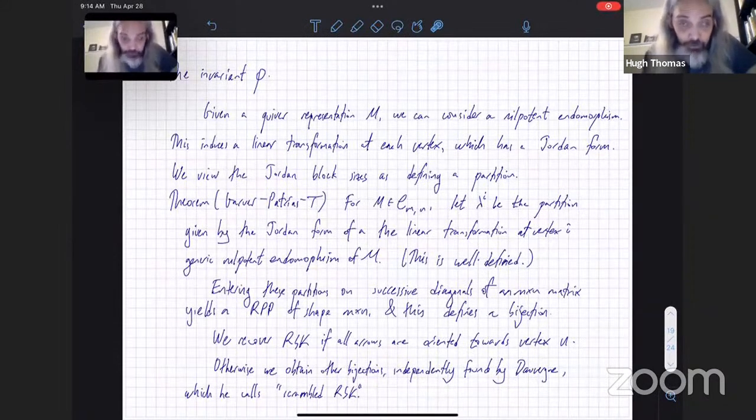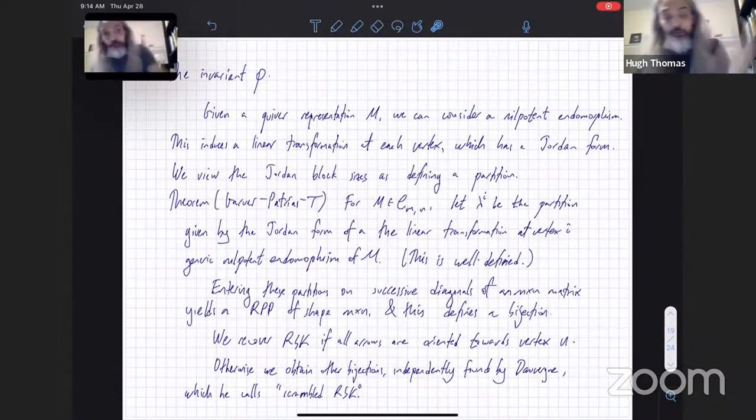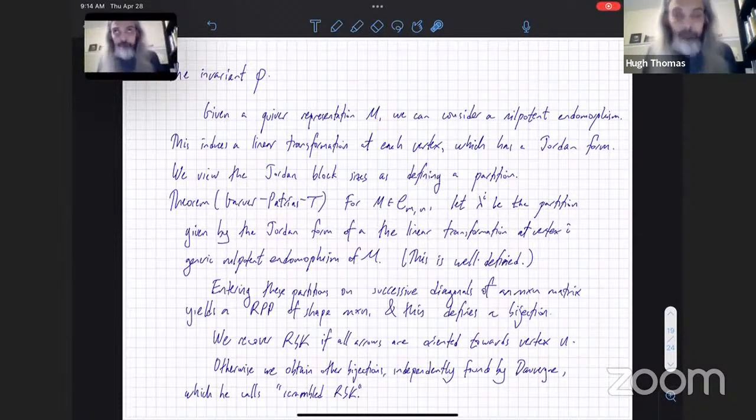They're just different. They were rediscovered very shortly after our paper by Duncan Dauvergne. He calls these other ones scrambled RSK. So there's the whole family of 2 to the n plus n minus 1. No, I guess 2 to the n plus n minus 2, because you have a choice of each of the arrows, different maps.